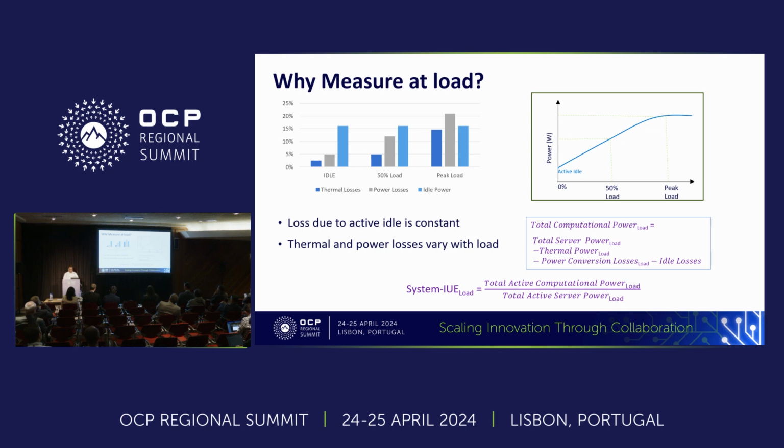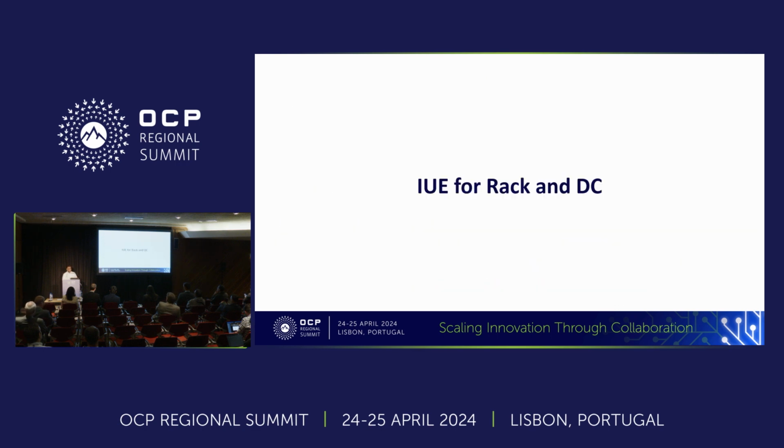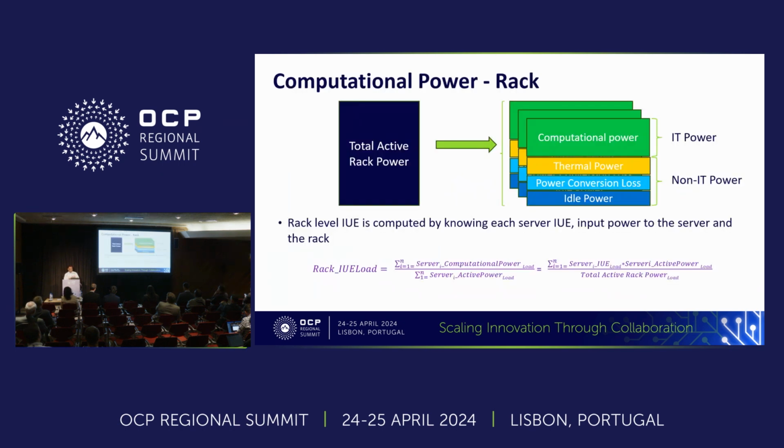And again, if you take that load into the factor, now if you look at rack level and data center level, a rack is built up of multiple nodes or multiple systems. So you can sum all the different compute power coming out of each node, and also sum all the power consumed by each system. Then you get a system level or rack level IUE. And again, you can also put a factor. If you know each system's IUE and you know the system power, you can compute the rack level IUE.